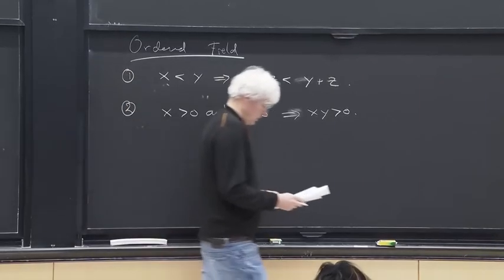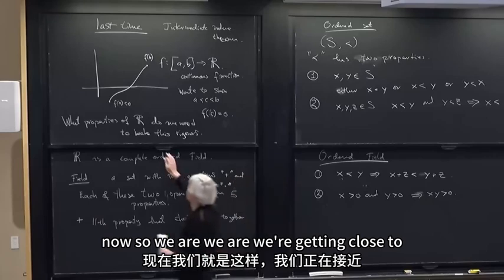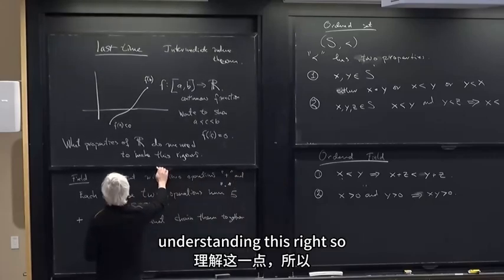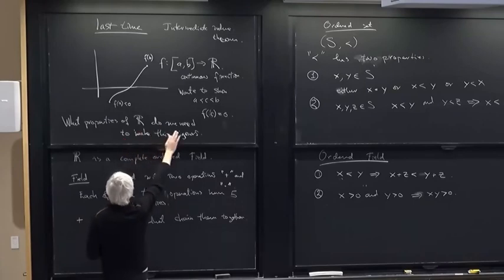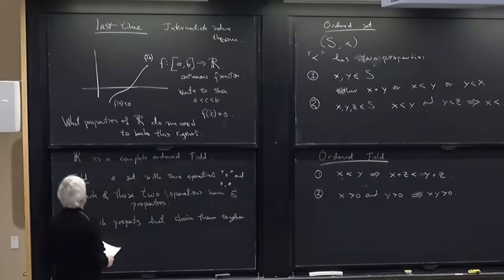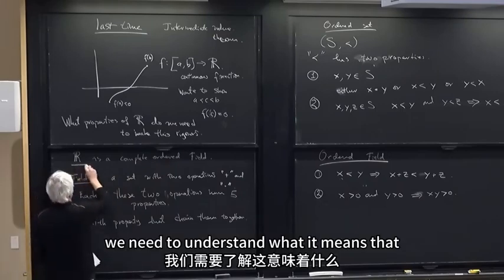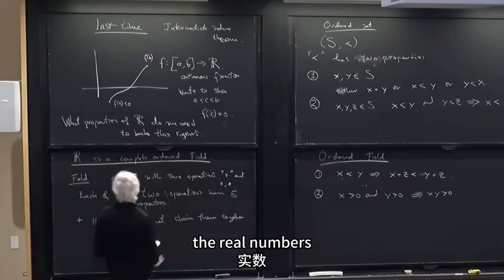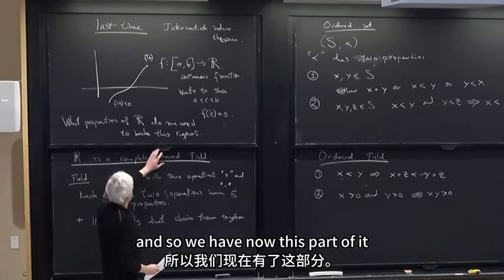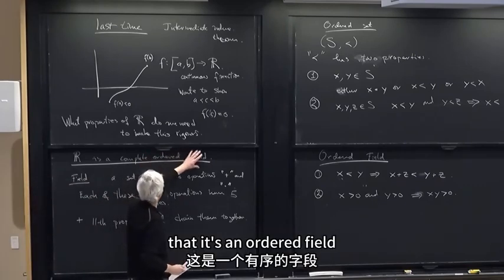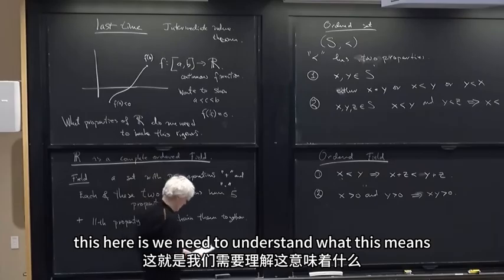Okay. Now, we're getting close to understanding this. In order for all of this to make sense, we need to understand what it means that the real numbers is a complete ordered field. We have this part of it, that it's an ordered field. We understand that. We need to understand what complete means.